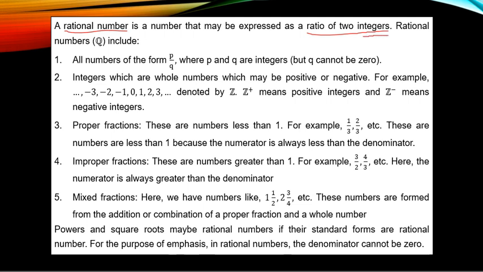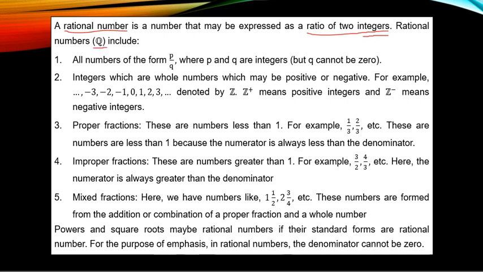Now, an integer is a number that is positive or negative. They are whole numbers, positive or negative, including 0. So if I have 1 as a whole number in the numerator and 2 as a whole number in the denominator, what you have is a rational number. The set for rational numbers looks like Q.